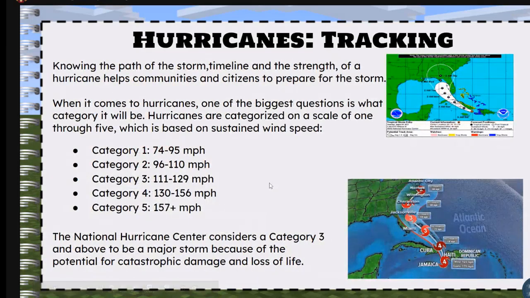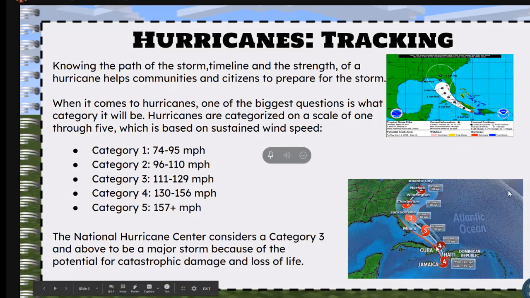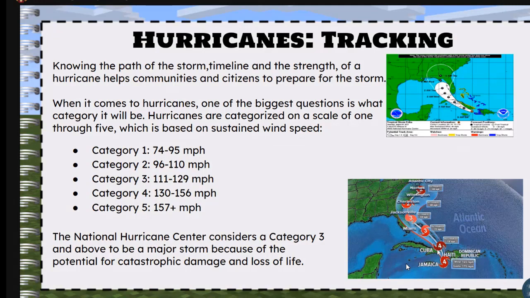All right. So also with the tracking, we have different types of maps that we look at that show you where it's expected to hit and what strength it's going to be. So when we look at this hurricane that's going over Haiti and it's going towards Florida, we see it was a Category 4, and here's the map. So that means that it has sustained winds of 130 to 156 miles per hour. That is very strong. And then we see it starts to weaken before it makes landfall right here.